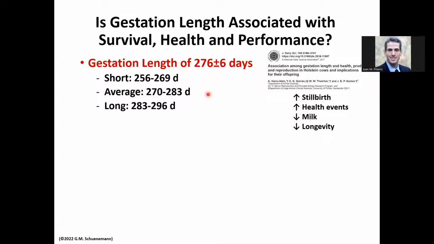But we know that if the cow has either short or long gestation, it affects all these. You're going to have more stillbirth, more health events, milk is going to drop, and then you're going to have an effect on longevity. So cows either leave the farm because they don't get pregnant, or they leave the farm because they get sick. We know that by looking at the data and the phenotype of the cow. So you don't want to change gestation length, right?